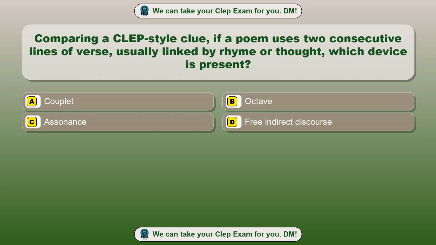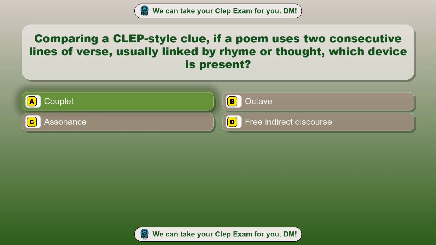Question 24. Comparing a CLEP-style clue, if a poem uses two consecutive lines of verse, usually linked by rhyme or thought, which device is present? Option A. Couplet. Option B. Octave. Option C. Assonance. Option D. Free indirect discourse. The correct answer is option A.